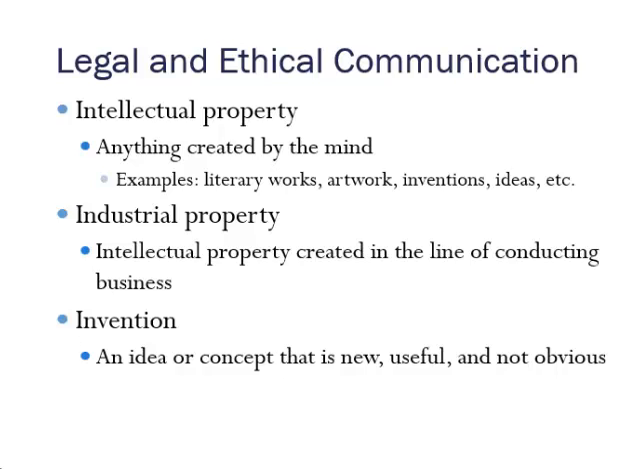In other words, if somebody else has a copyright or somebody else has a trademark on something, we don't want to use that in a way that violates the law or violates anybody else's intellectual property rights. There's also industrial property, which is created in the line of conducting business. An example of intellectual property that is industrial would be, let's say, the Coca-Cola recipe or the formula that makes various drugs. An invention, which is also something that is categorized by intellectual property, is an idea or concept that is new, useful, and not obvious.